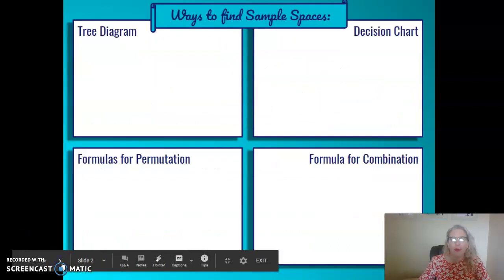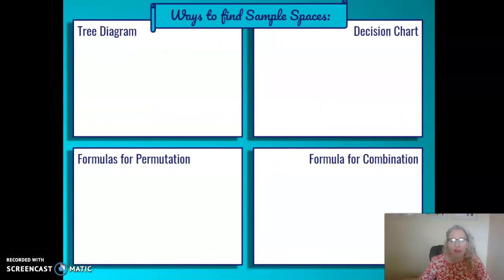Okay, so we're going to review ways to find sample spaces, also known as different ways to find the total number of options that we have. How many different options are there? How many different ways to count something are there? This is going to turn into our sample space for probability, but we need to review this from last week because we're a little shaky on it still.